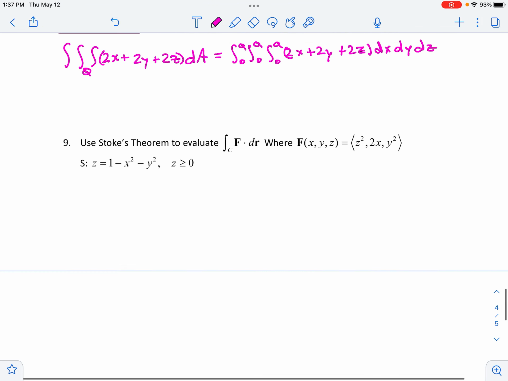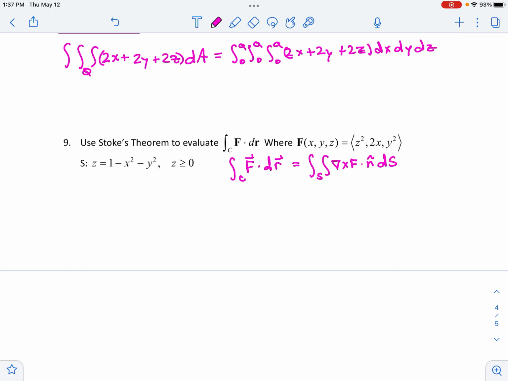Okay, looks like we're on the last one here where we have Stokes' theorem. And Stokes' theorem is going to show us a relationship between a line integral with a vector field and a surface integral. So in fact, we have this line integral over C of F dot dr. And Stokes' theorem tells us that we could rewrite that as a surface integral where we have the curl of F dot n dS, like this.